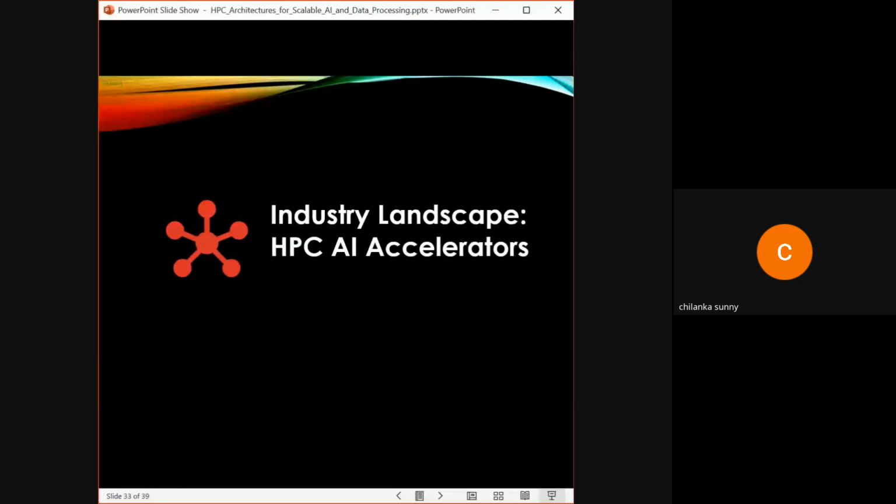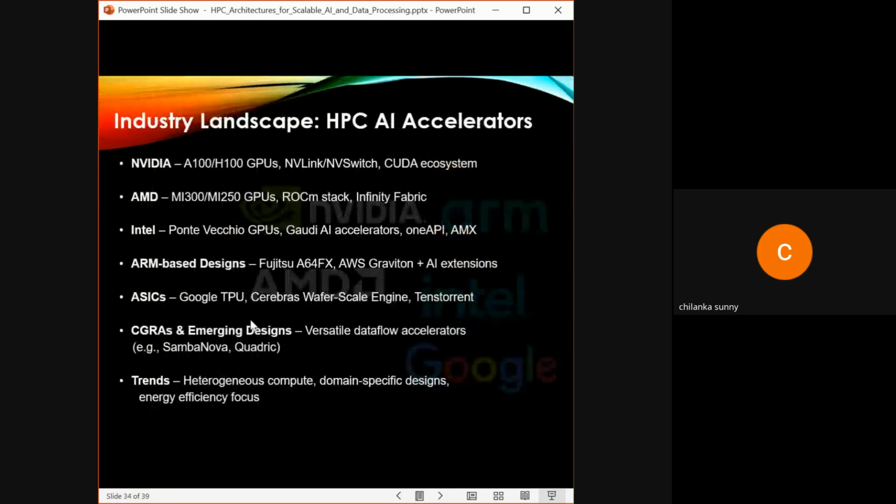Now let's see what the shape of the industry landscape is in HPC AI accelerators. We have a rich set of AI accelerators. NVIDIA remains the dominant force with GPUs optimized for tensor and matrix operations. It has deep CUDA integration and high bandwidth interconnects like NVLink, which make them ideal for large-scale AI training. And AMD is catching up with its MI series accelerators, offering HBM memory capacity, high bandwidth, and the open source ROCm stack as an alternative to CUDA.